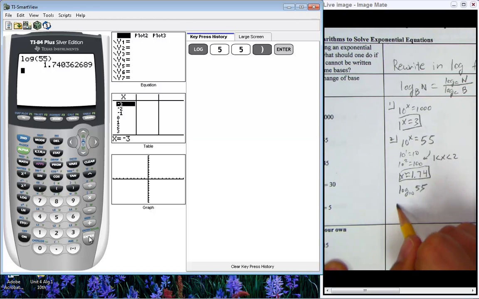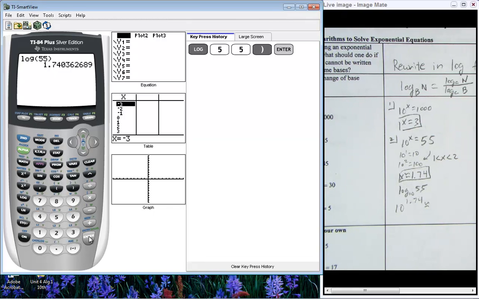That means if I go 10 to the 1.74, I should get pretty close to 55. So I'm going to check with my calculator. I'm going to hit 10, and then I'm going to do the exponent key, which is that key right there, to the 1.74, and I hit enter. The reason why it's 54.95 is because I rounded. The closer I am to this number right here, the closer I am to 55.